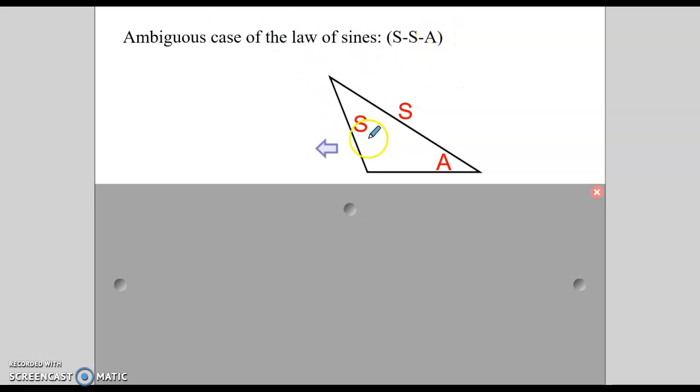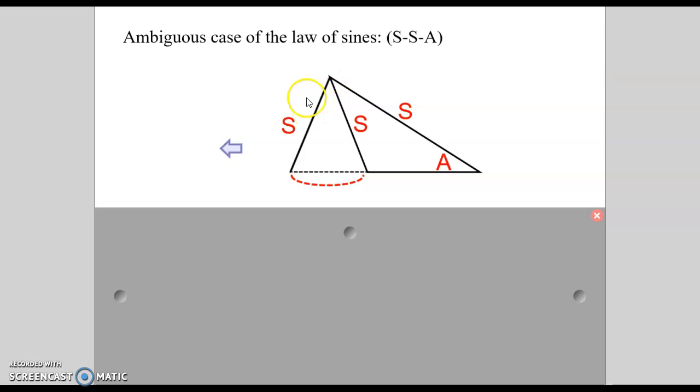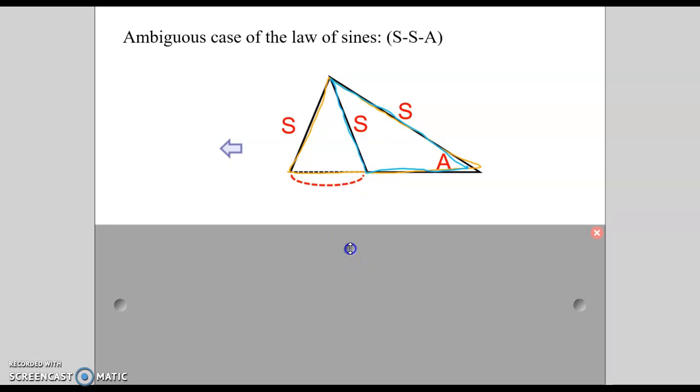The reason that this is not a way to prove congruent triangles is because if I take this side length right here and swing it to the left, you can see I actually make another triangle that has this side length and this angle. So there are actually two different triangles that have that same side and angle. And we don't really know which triangle we're talking about if those are the only three measurements that we have.